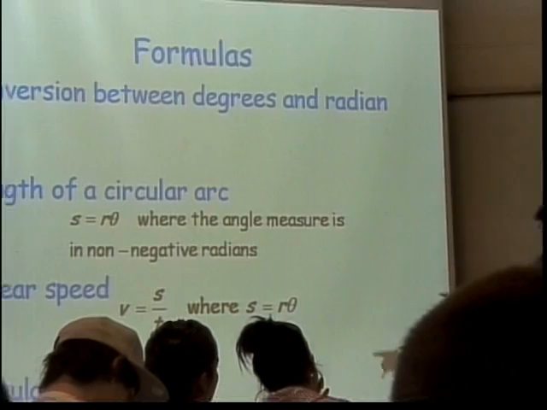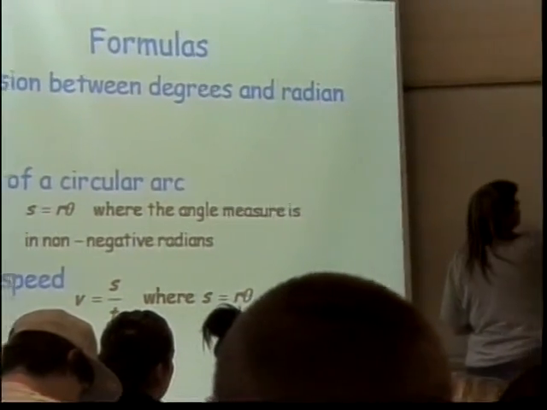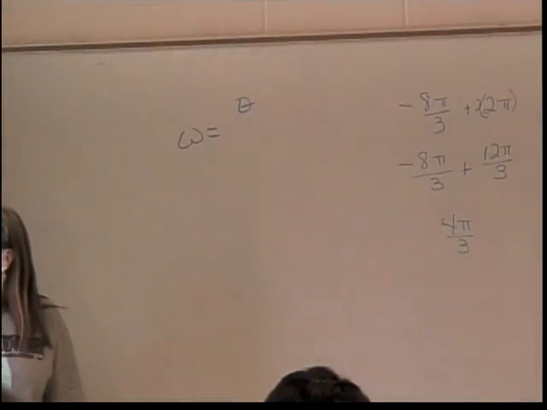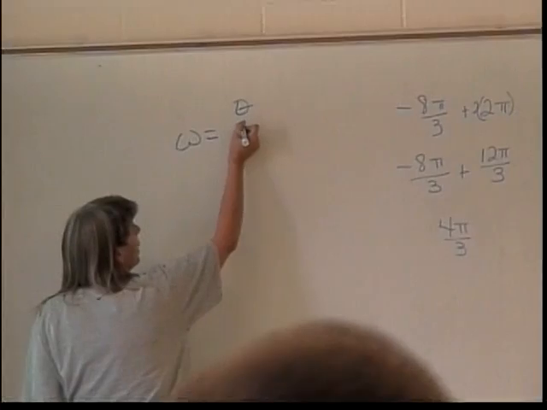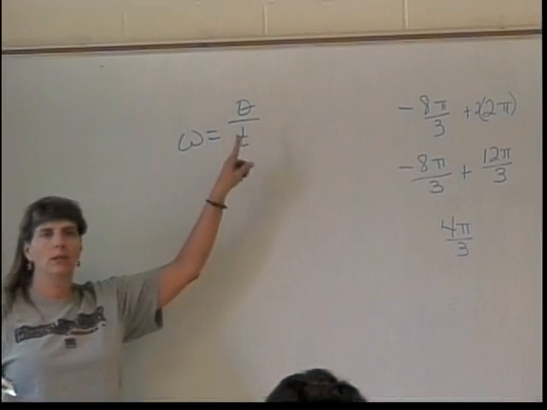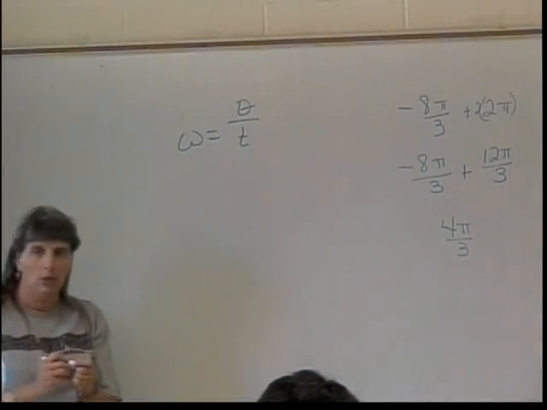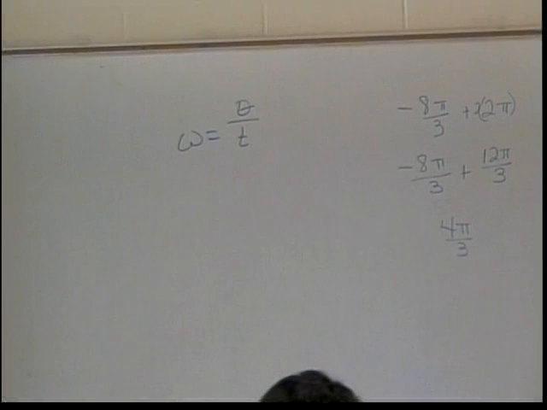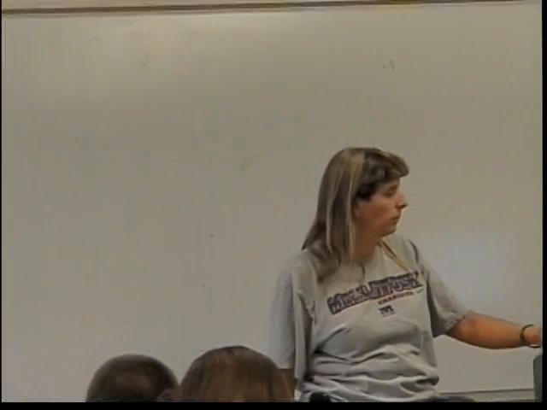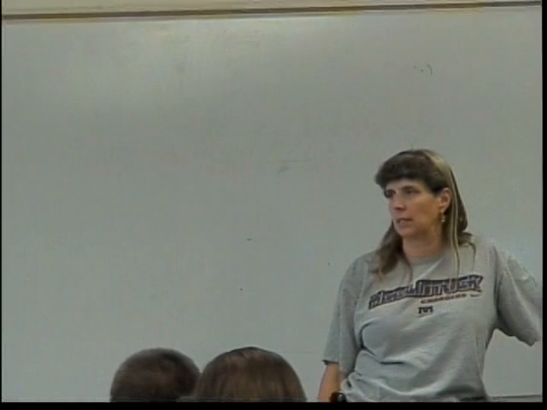So our angular speed is omega equals theta, which is the same theta as up here, a non-negative angle measured in radians, divided by time. So how fast our angle is changing divided by how long it took to do that change. We don't usually in this class deal with angular speed very much, and we only just hit on the other two, the arc length and the linear speed. So theta is the angle measure, non-negative radians.